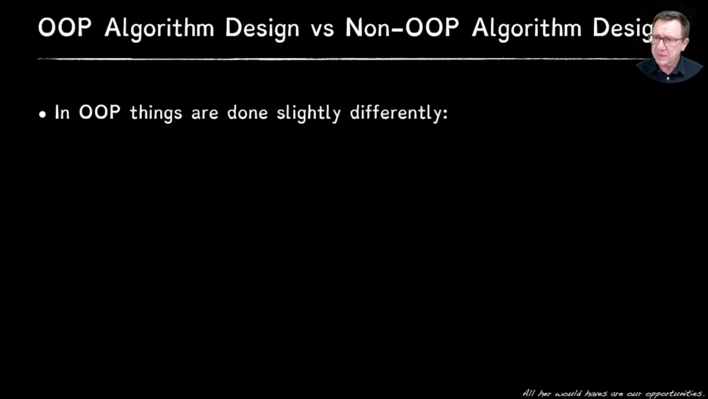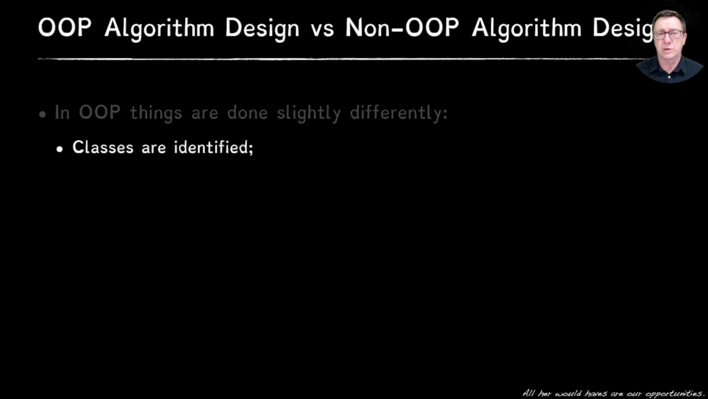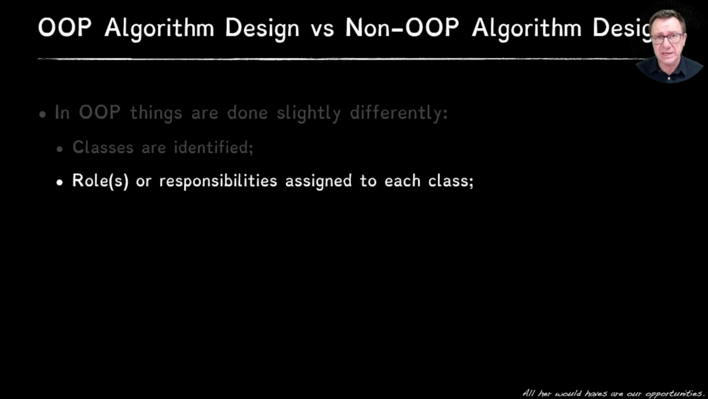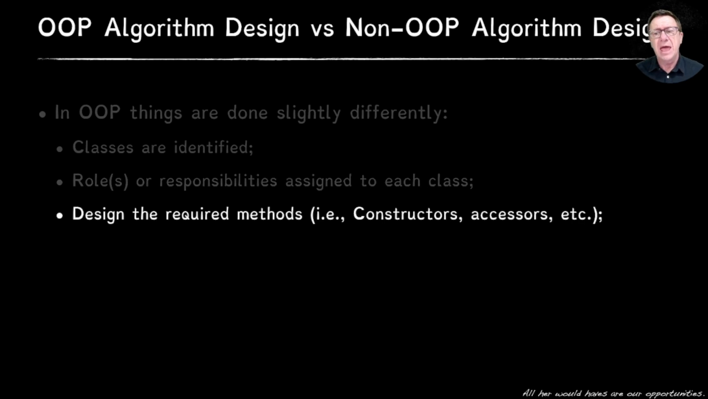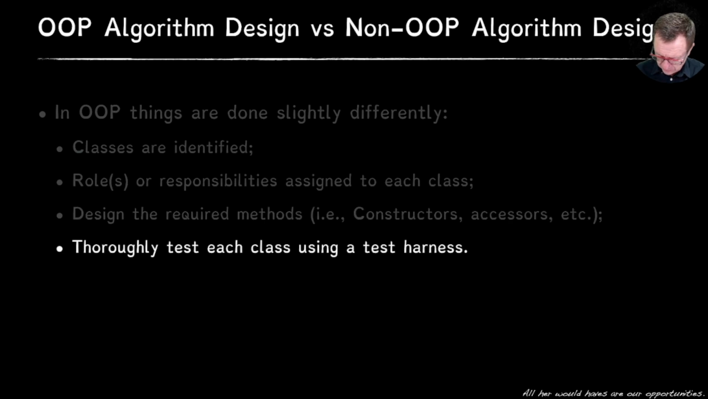Now, things are done slightly differently when it comes to object-oriented programming. We look at classes and we identify the classes that we need. We look at the roles or the responsibilities that each class is going to need assigned to it. What do they do? And then we design our required methods. And you're thinking, David, we know setters and getters, accessors and mutators. But sometimes there are more methods that we're going to need. And we will, again, be looking at them as we go.